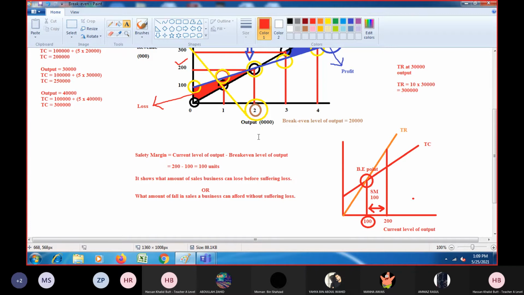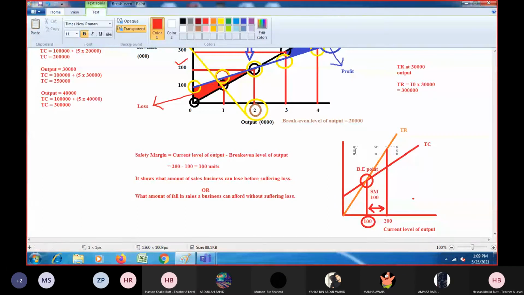I'm saying that at the break-even point, you are not suffering loss, but you are not earning profit as well. So basically, as I told you earlier, the break-even point is also called a no profit, no loss situation, right? That is why. Below it, loss starts, above it, profit starts. So that is the way we go. Got it?